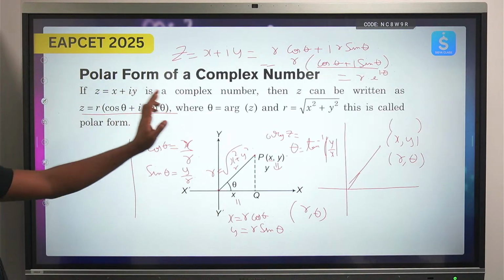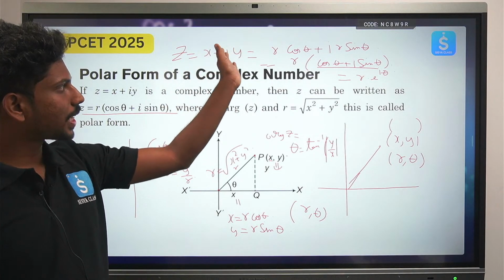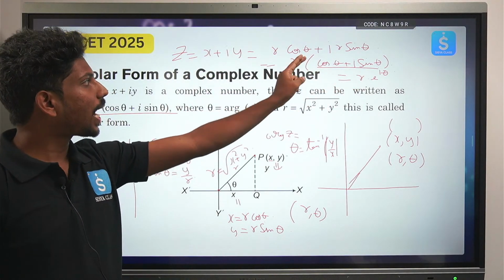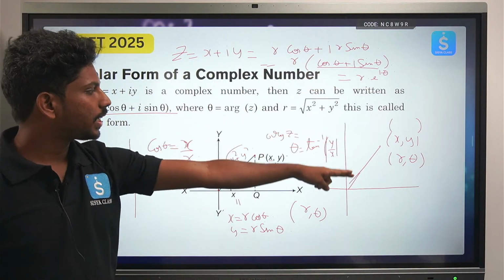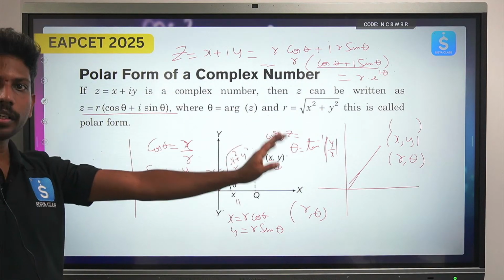So we have started with the polar form. Polar form means z is equal to x plus iy. You can always represent it in the form of polar coordinates, that is r e power i theta, in r and theta form. So you can just take a screenshot of this. Take a look once, you will try to understand.